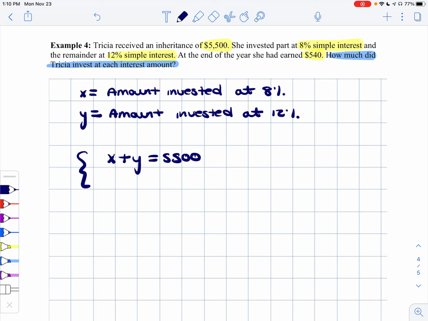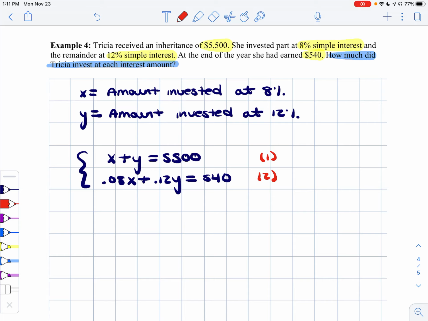All right, now the other thing then is the interest that's being earned. So we have X dollars invested at 8%, Y dollars invested at 12%, for a total of $540 at the end of the year. So if we put that together, we'd have 0.08x plus 0.12y is equal to 540. All right, so we have our system. Now we solve it, okay?